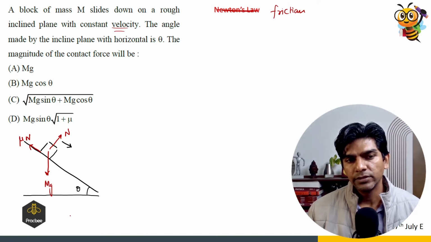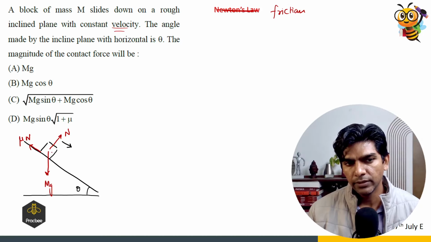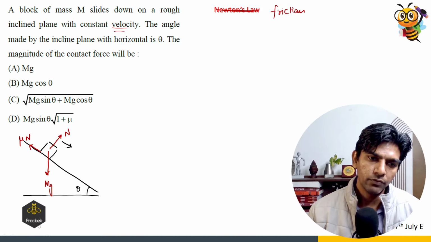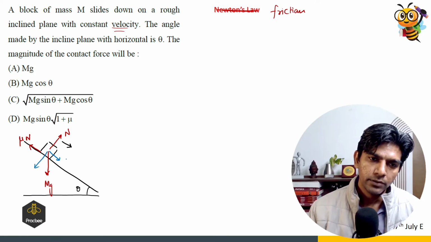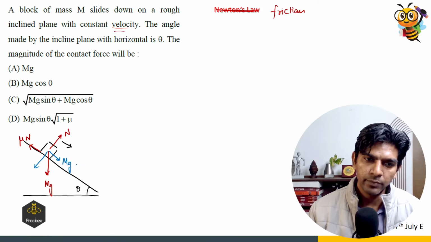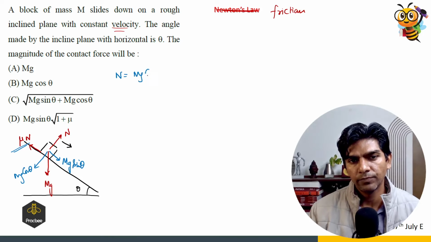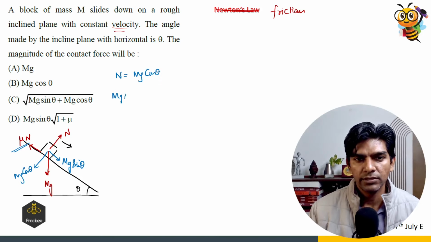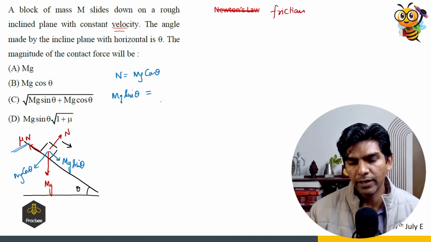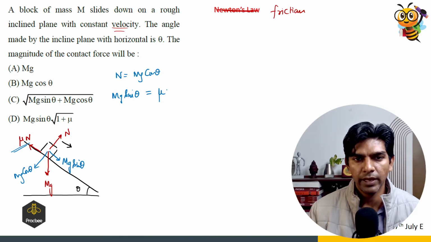Right? So since it is moving uniformly, the net force along the inclined plane must be 0. If I take the component of weight along the inclined plane and normal to the inclined plane, the component along the inclined plane, which is mg sine theta, should balance mu n, right? And mg cos theta should be equal to n. So normal reaction will be mg cos theta, and mg sine theta is equal to the kinetic frictional force, which is mu times n, which is mu mg cos theta.